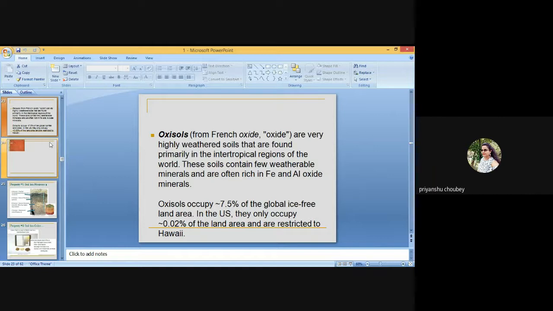Marshy soil is formed in the tidal swamps in West Bengal, coastal areas of Odisha, Tamil Nadu, and Goa, with mangrove vegetation.